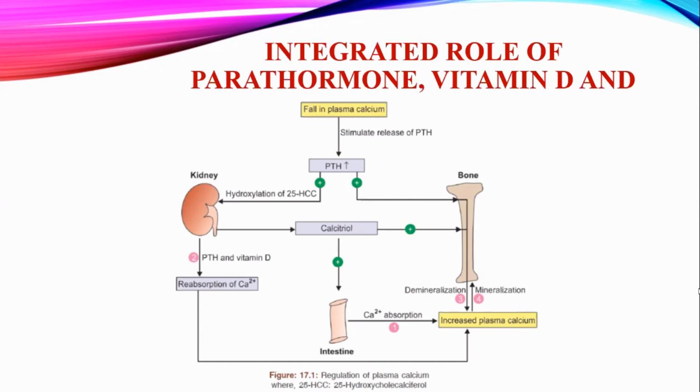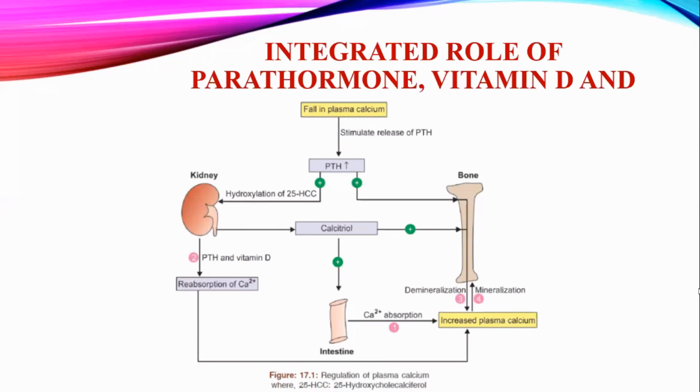When there is a high concentration of plasma calcium, it stimulates calcitonin from the thyroid gland, and this calcitonin inhibits resorption and enhances mineralization, so that the calcium present in the serum gets deposited to the bone. Apart from that, calcitonin also increases the excretion of calcium from the kidney, so the calcium concentration in the plasma gets maintained.